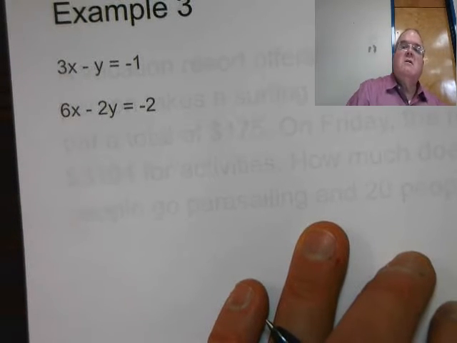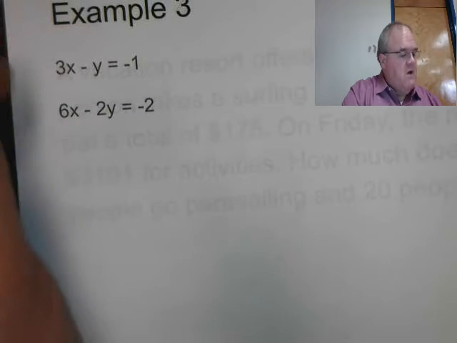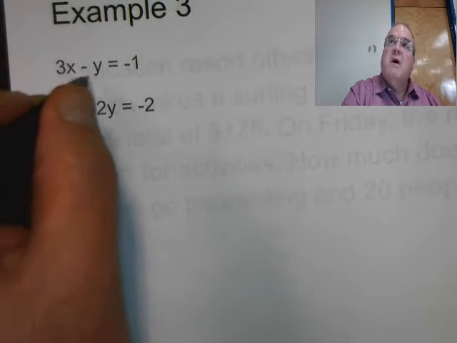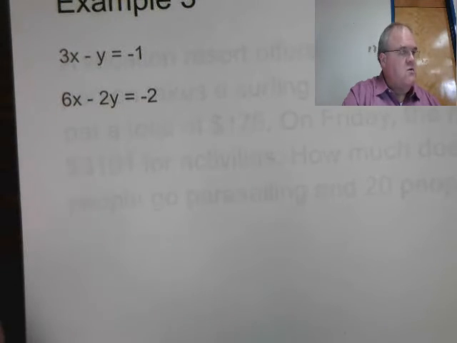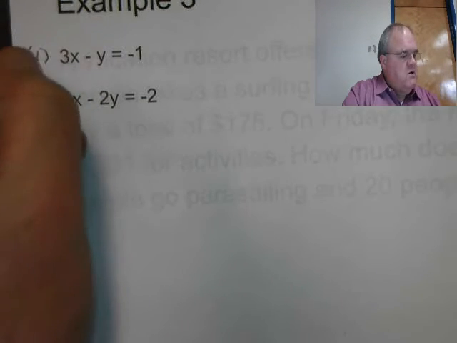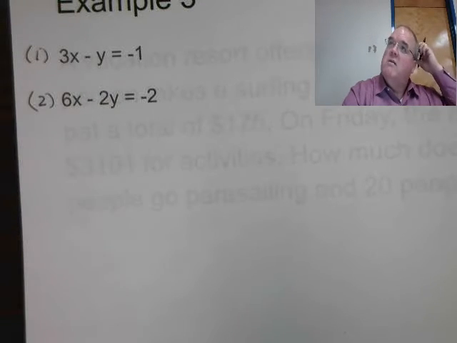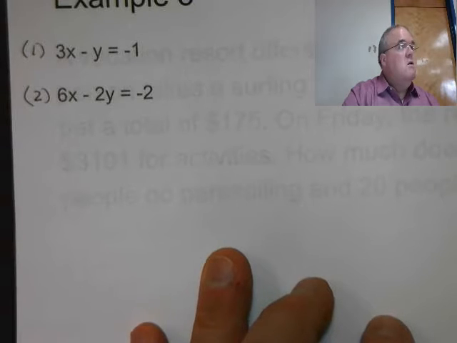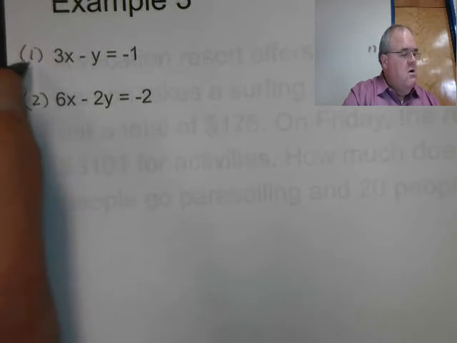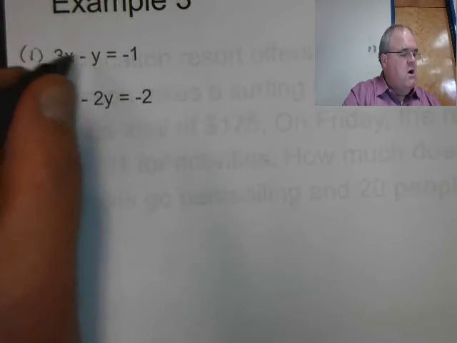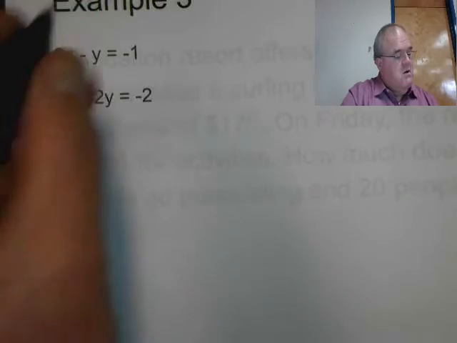So we have example 3. And example 3 is 3x minus y equals negative 1, and 6x minus 2y equals negative 2. Both of these equations are in standard form. So I need to solve one of them for y to put it into slope-intercept form. And I'm going to choose to do equation 1 because the y doesn't have a coefficient in front of it.